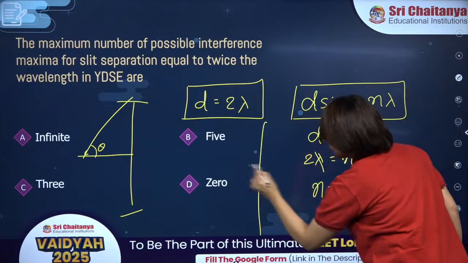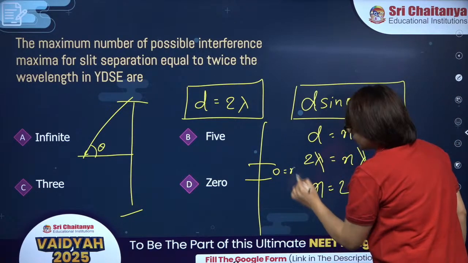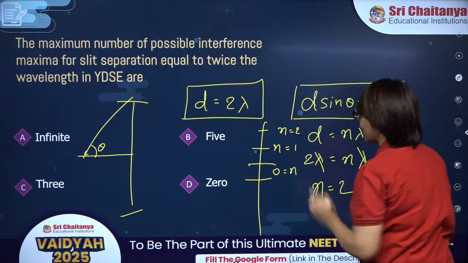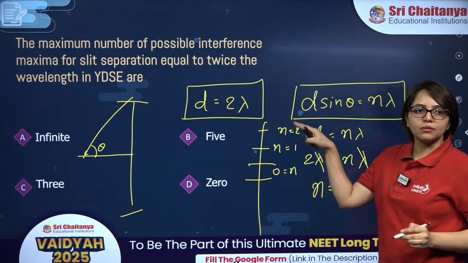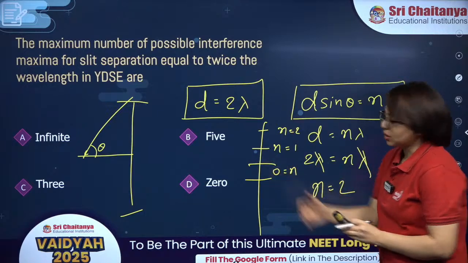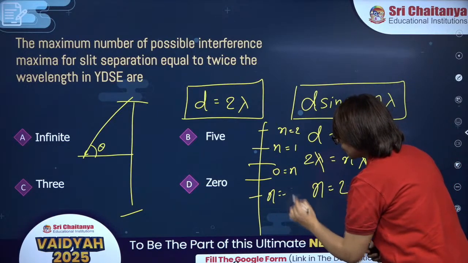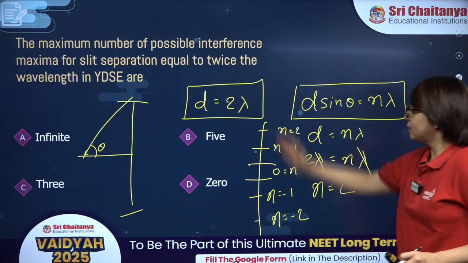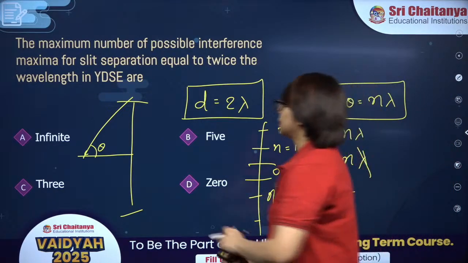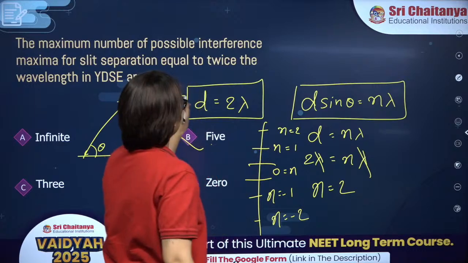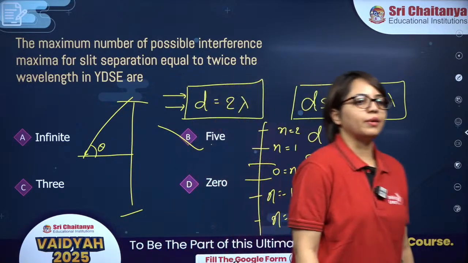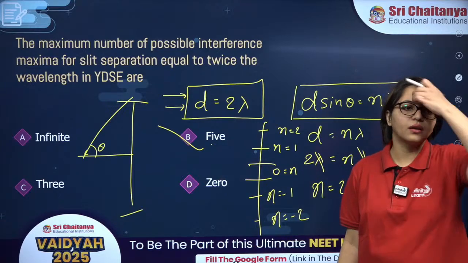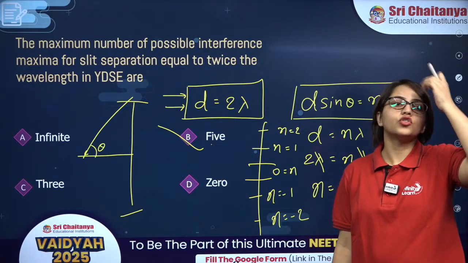That means, this is the screen. At n equal to 0, we will have the central maxima. At n equal to 1 and n equal to 2, we will have the first maxima and second maxima. But this is a symmetrical structure, so we will have one more maxima at n equal to -1 and at n equal to -2. So in total, we will be able to see 5 maxima for this specified condition, which is option B. All right? Okay, let's go.